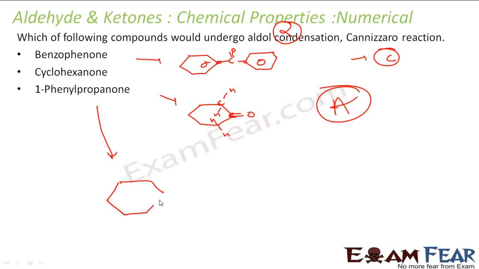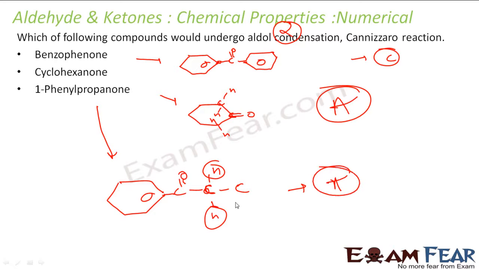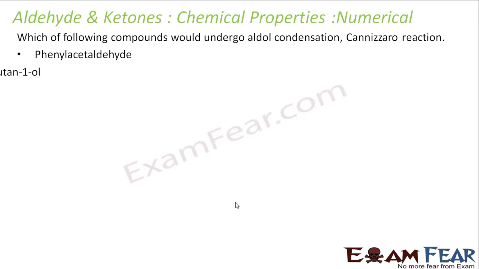Let me take a phenyl. Let me take a propanone. One side is phenyl, meth, propanone. Yeah, this is phenylpropanone. So this has alpha hydrogen. Yes, it has alpha hydrogens. Since it has alpha hydrogen, it will go for aldol condensation. Pretty easy. Just find if it has alpha hydrogen, it will go for aldol condensation. If it doesn't have, it won't go for aldol condensation.